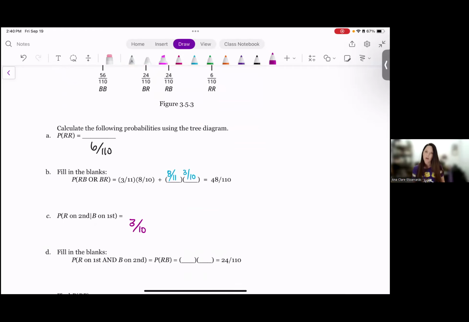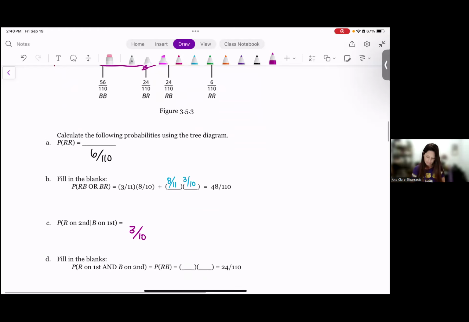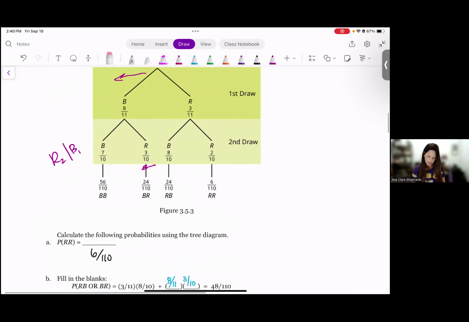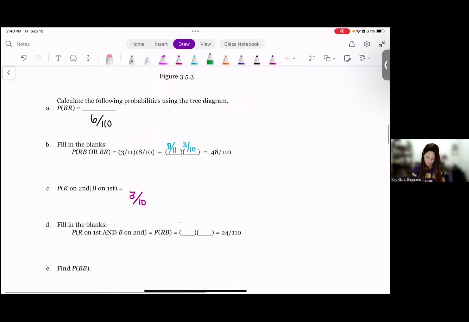Fill in the blanks. Red 1 and blue 2. Okay. So red 1, blue 2. Where is that track? Red 1, blue 2. That's 3/11 times 8/10. 3 times 8 is 24. 11 times 10 is 110. That works out. What is the probability of blue and blue?